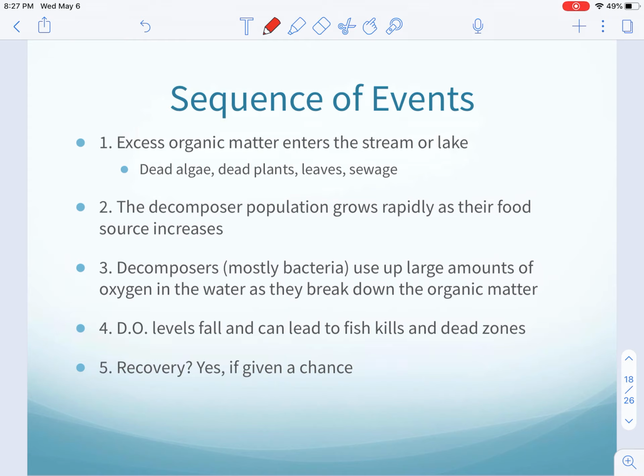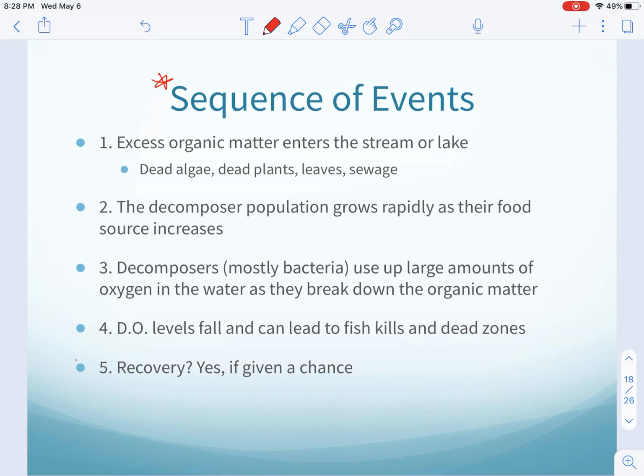And I'm going to leave you with this sequence. We've seen it before. I want to just show it to you one last time. It's that process of producing dead zones. We have to have some sort of increase in organic matter, whether it's through human interaction or not. That organic matter is then going to be decomposed by a huge increase in bacteria population. They then break down that organic matter and dissolved oxygen levels fall drastically.